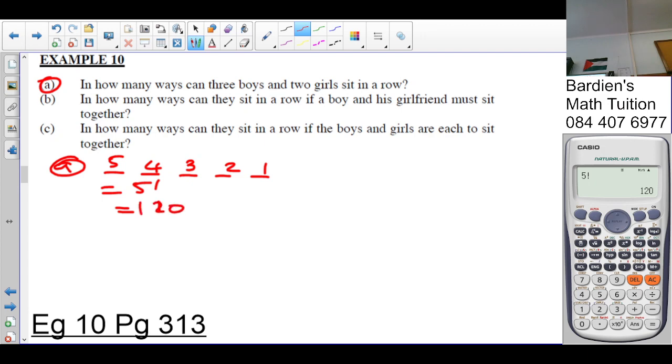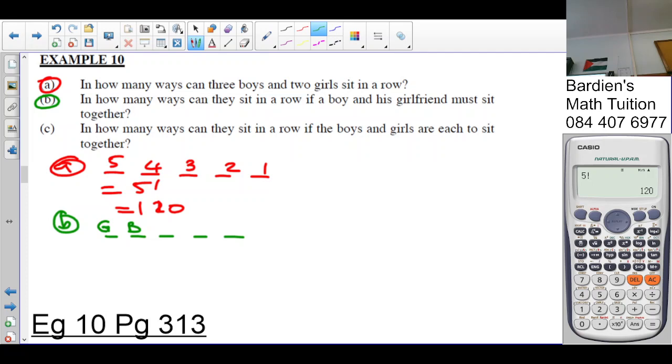Okay. Let's look at B. In how many ways can they sit in a row if a boy and his girlfriend must sit together? So what we do is, we put the girl and the boy together, the girlfriend and the boyfriend. I don't actually want to show you how to do this. It's in the sum.